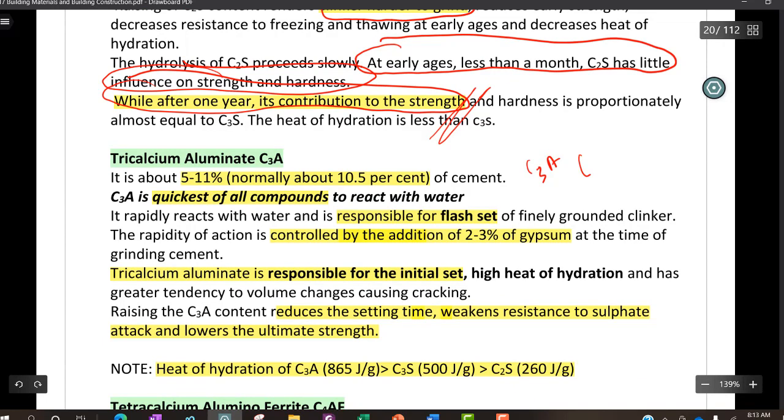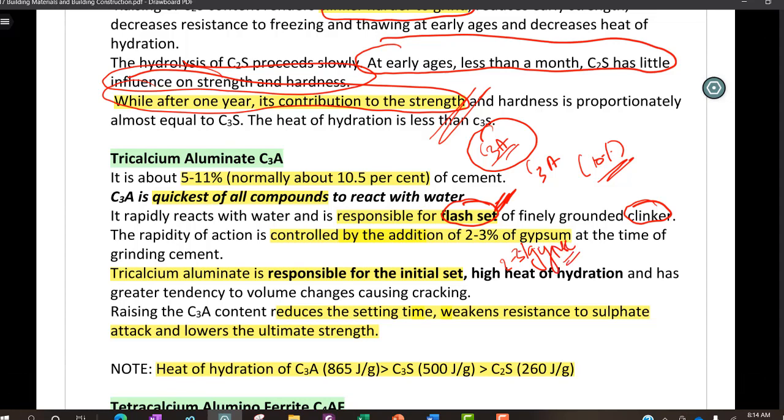C3A in general you will be having 5 to 11%, and you can take around 10% approx. Okay, so this is responsible for flash set of your cement. If you want the cement to set immediately, that means within 5 minutes, that would be because of C3A. It is responsible for flash set of your finely ground clinker. To avoid this flash set, to avoid the effect of C3A, we are adding 2 to 3% by weight of gypsum. I hope it is very clear, right?